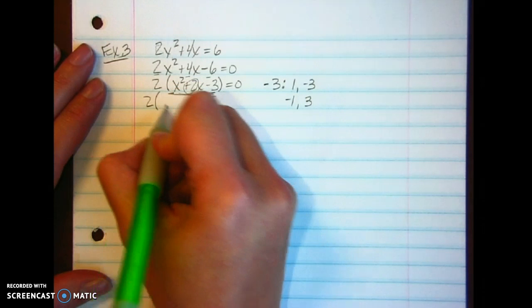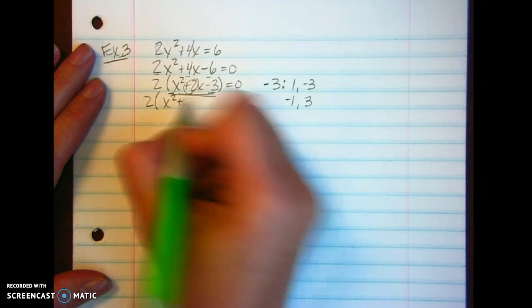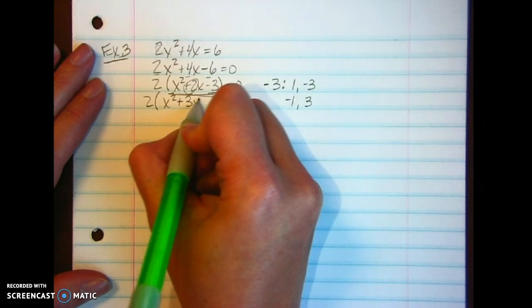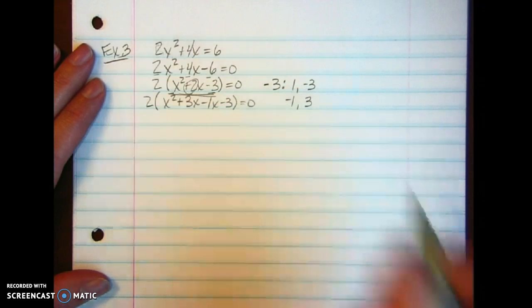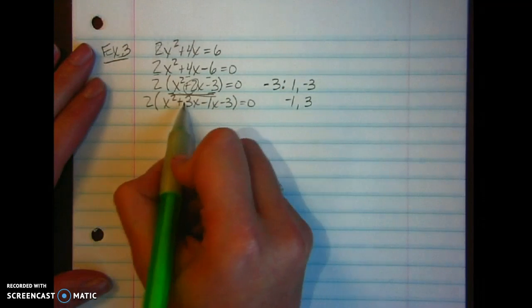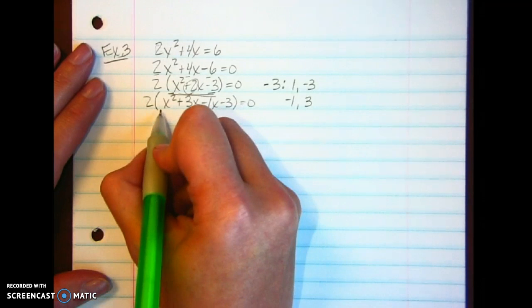Keep the 2 in front. Rewrite this so that the middle, I'm going to use the 3x first, minus 1x. It doesn't really matter what order you do it in. Notice if I put these back together, I still get the 2x in the middle.